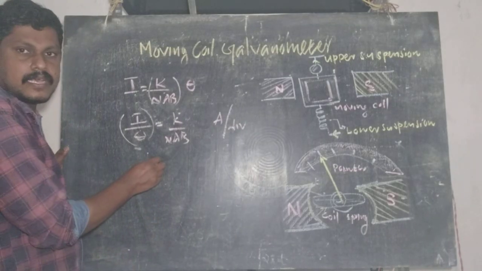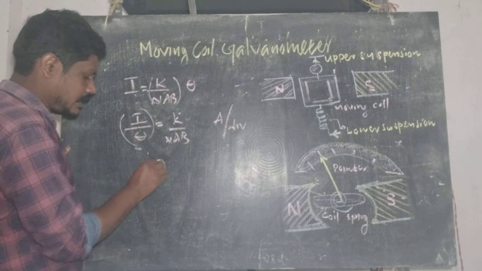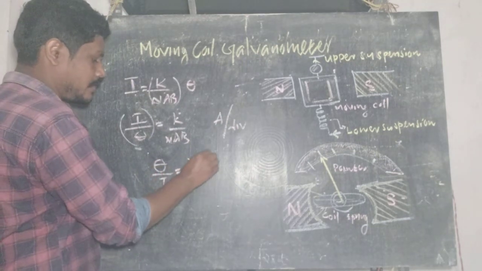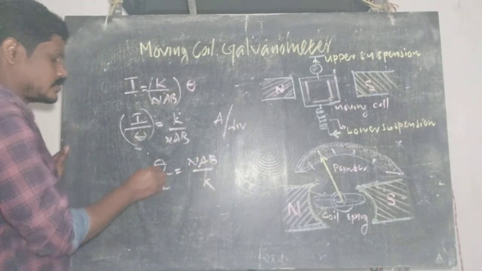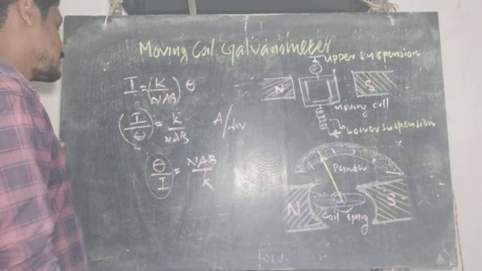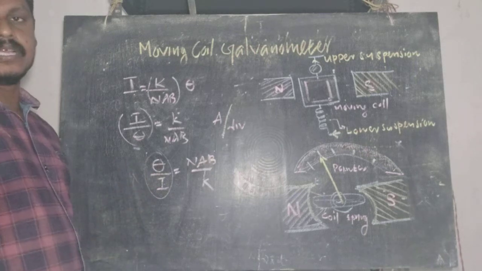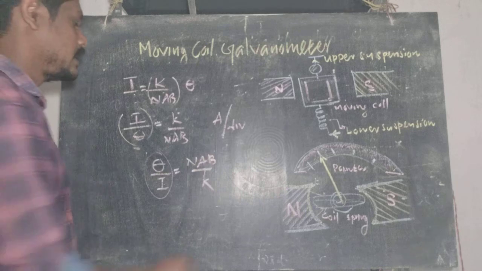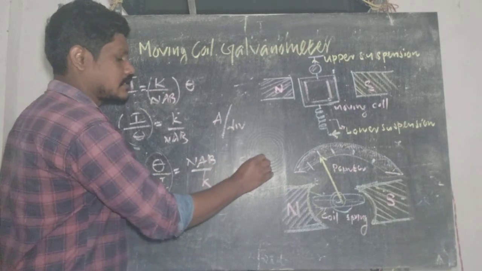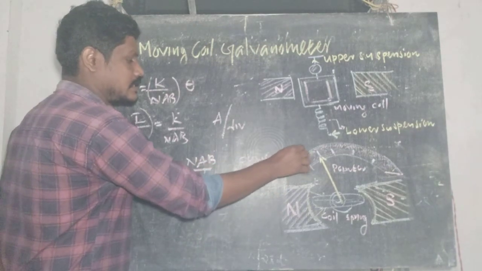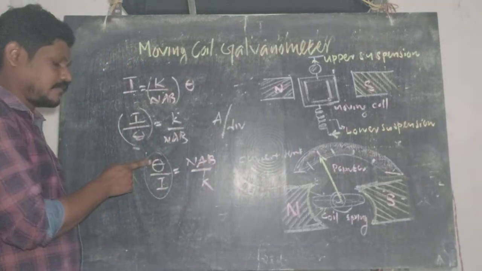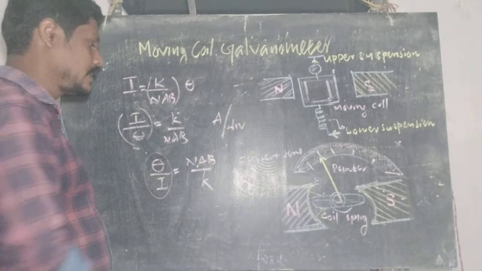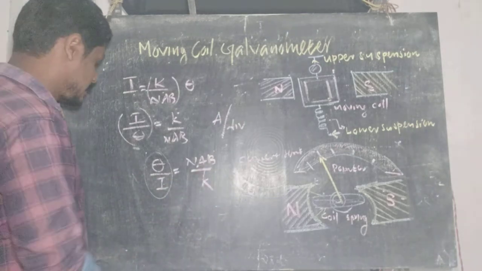Also we can see theta by I is equal to NAB by k. This ratio is the deflection per unit current. If you are supplying a unit ampere of current, what is the deflection generated? It is called the current sensitivity. Current sensitivity is the deflection per unit current, and it is equal to NAB by k.